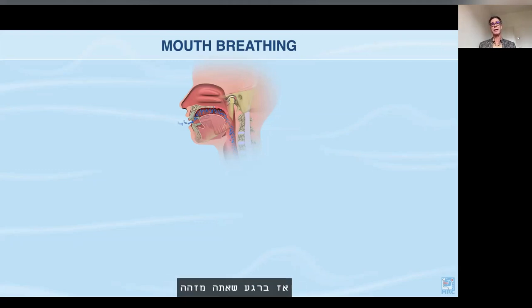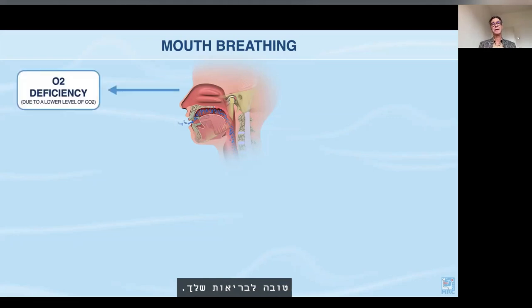So the moment you recognize a mouth breathing patient, you need to start to explain what is the problem with mouth breathing and why nose breathing is good for your health. The main problem with mouth breathing is the lack of oxygen, a low oxygen level due to the low carbon dioxide level. So oxygen level is related to carbon dioxide. To increase oxygen, to make sure that more oxygen is transported to body cells, we need to increase CO2 level.